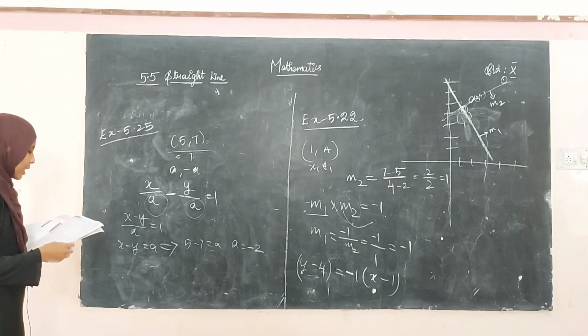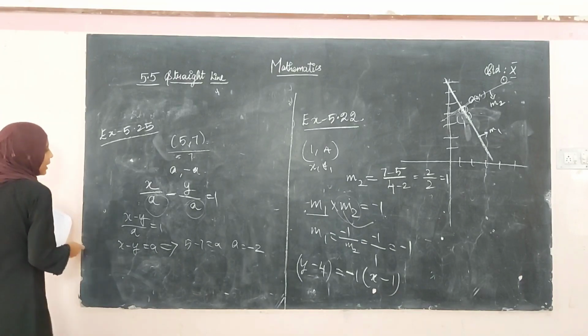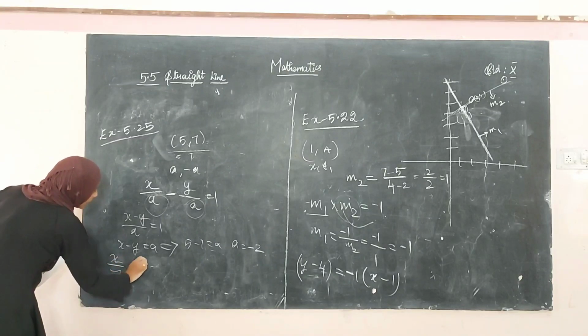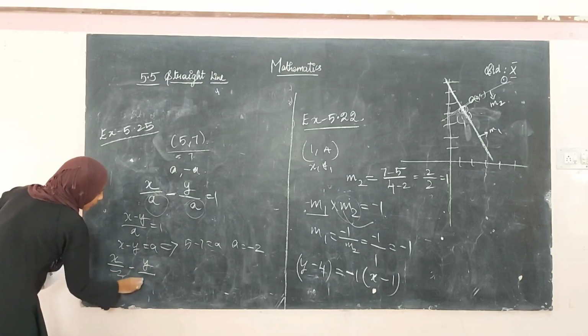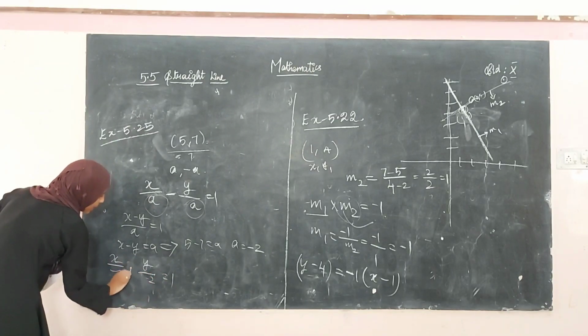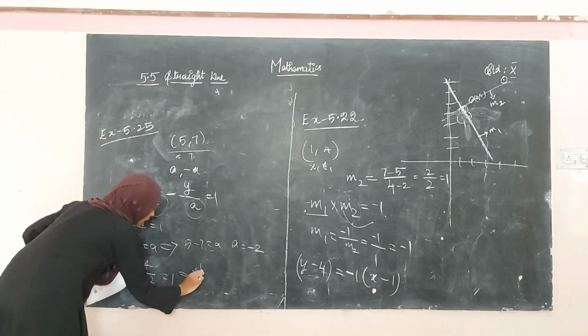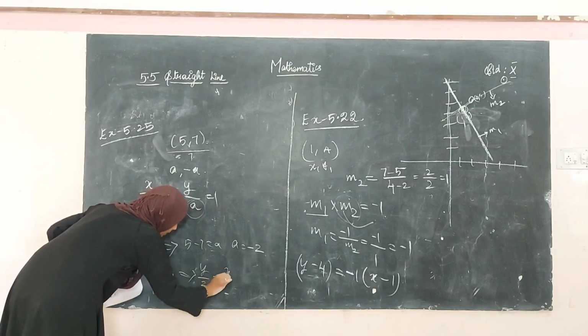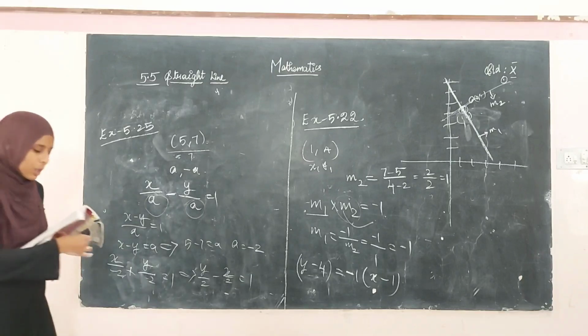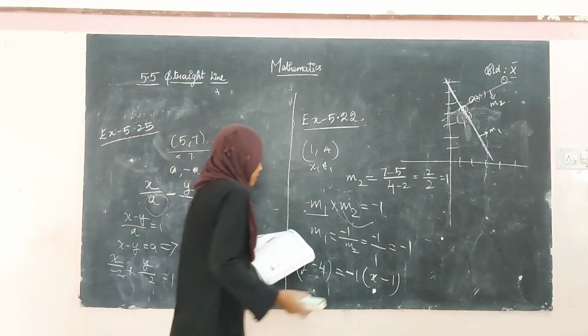The value of a is equal to minus 2. So what will be the equation? The equation will be x divided by minus 2 minus y divided by minus 2 equal to 1. So when multiplying the minus, we will be getting plus. So the equation becomes y by 2 minus x by 2 equal to 1. This is the required equation. Okay, see this next sum.